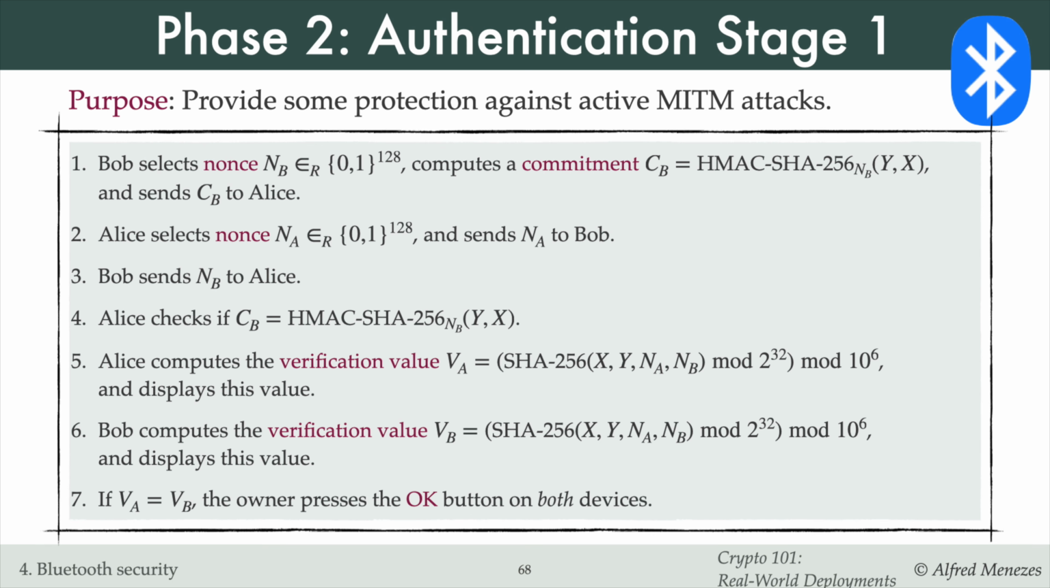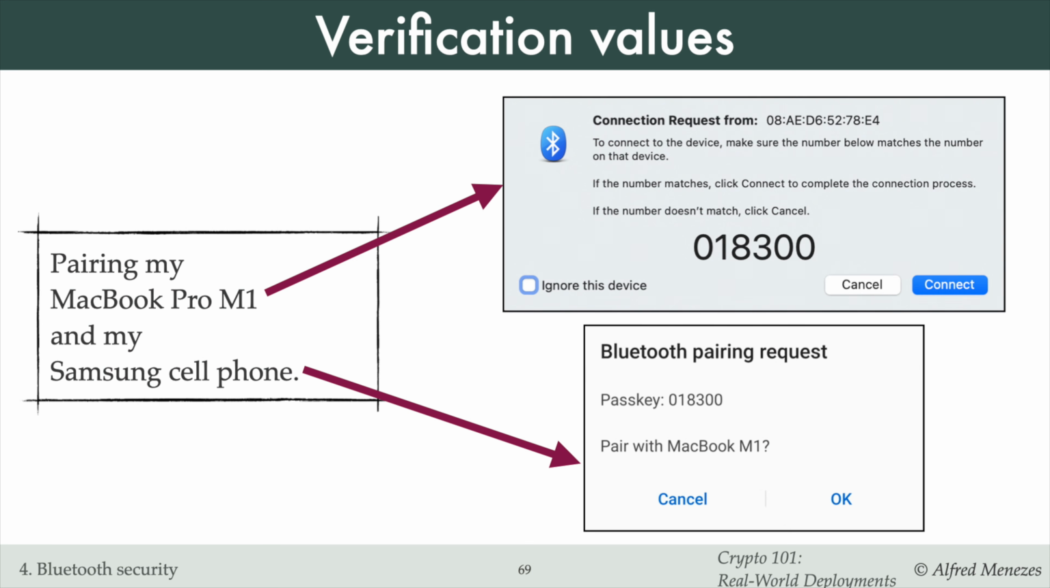The owner of both devices then visually compares the display values. If they're equal, the owner confirms the pairing by pressing the OK button on both devices. Otherwise, the owner rejects the pairing by pressing the Reject button on both devices. Here are the two verification values that were displayed to me when I paired my cell phone with my Mac laptop.